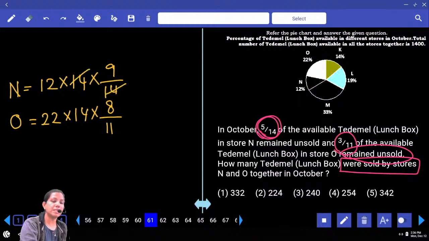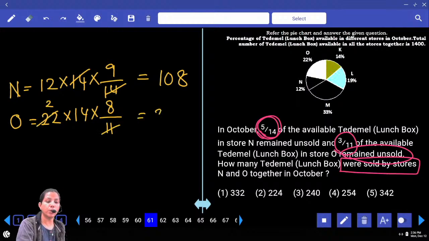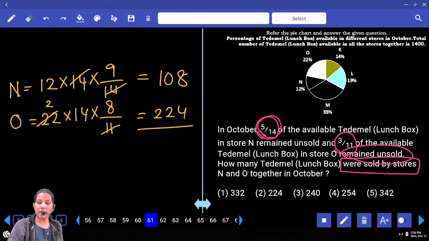14 and 14 cancel, 12 nines are 108. And 11 exactly 2 times 14 into 16 is equal to 224. What is 224 plus 108? 332. That is option 1.